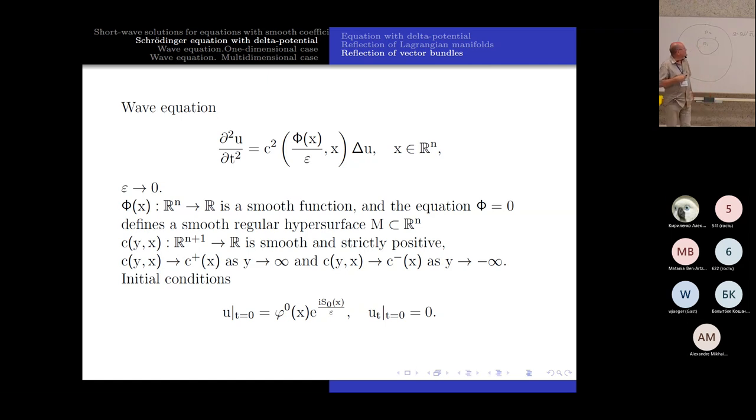If we divide this function by epsilon and take the weak limit, we will have a delta. And again, we consider for this equation some short wave initial conditions. And again, the question is how this short wave initial condition evolves in time. What geometrical objects do we have to construct in order to compute the asymptotics of this solution?